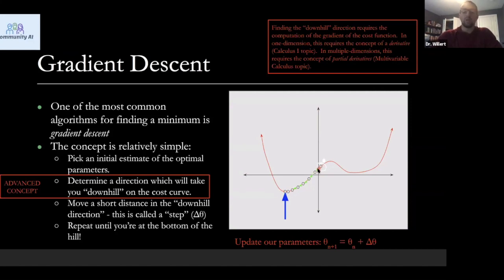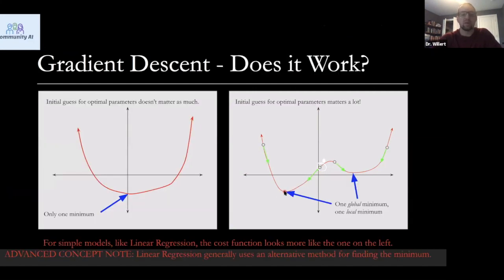So we just repeat this process, starting from our initial point, taking one step at a time. These are our first parameters. We'll call those theta 0, then theta 1, then theta 2, then theta 3, theta 4, and so on, until we finally converge on this point at the bottom of the hill. All right, easy enough. So here's a question: does it work? Well, the answer is kind of yes and kind of no.